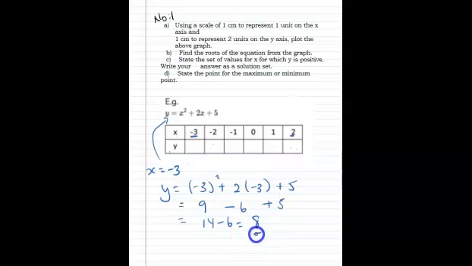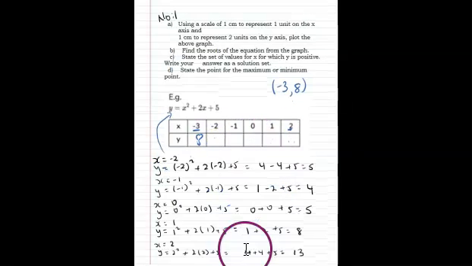Now, seeing that we got 8 here, we could just place 8 here. So minus 3 corresponds with 8, so that means our first coordinate is minus 3, 8. Now we have to repeat the process for minus 2, minus 1, etc.